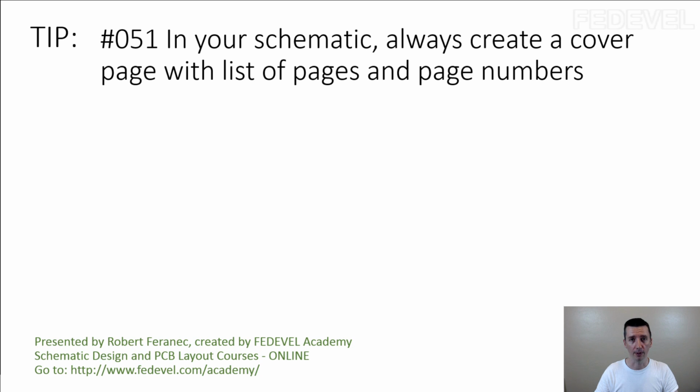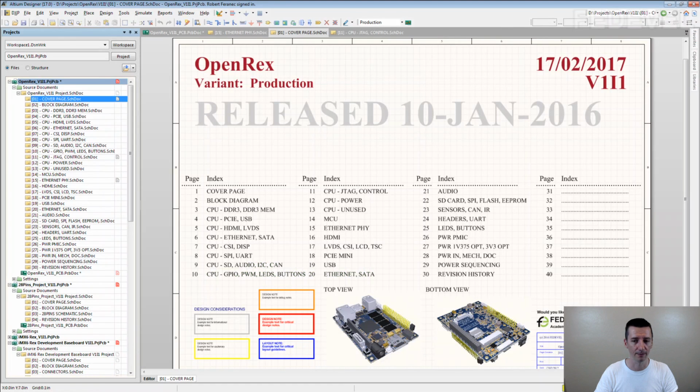I'm going to show you an example, but be careful, because on this example there will be a lot of other information too, so for now just ignore it, okay? For now just focus on the list of the pages and page numbers. Here it is. So this is a cover page, the first page of the schematic of OpenRex project. You can see it here. And here is the list of the pages included in this project with the page numbers.